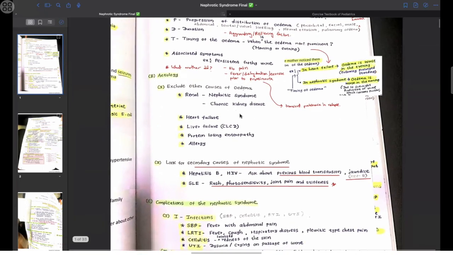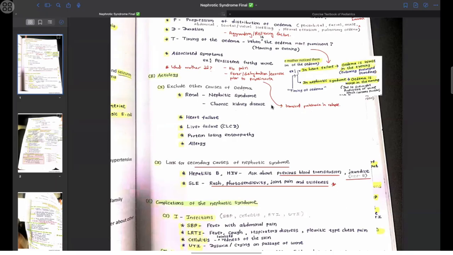Then when it comes to the etiology, we are mainly going to talk about the other causes of edema. Nephritic syndrome is not very prominent, but it can be. For that, you can ask about certain symptoms related to nephritic syndrome, whether there was a preceding throat infection or skin infection, and whether there was any hematuria.